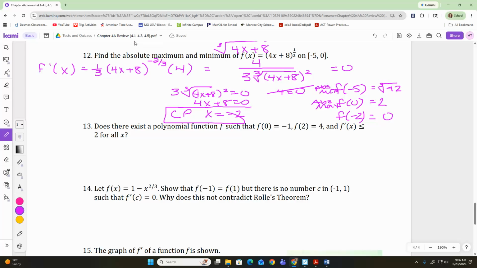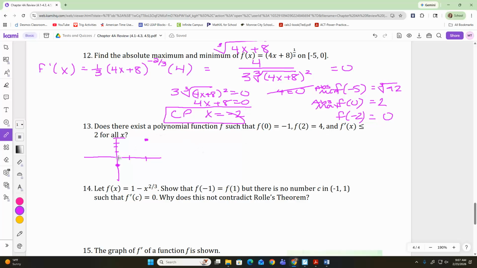Number 13. Does there exist a polynomial where f of 0 is equal to negative 1? Okay, that's just like giving you a point. 0, negative 1 is a point on the graph. f of 2 is equal to 4. And the derivative is less than 2 for all x's.